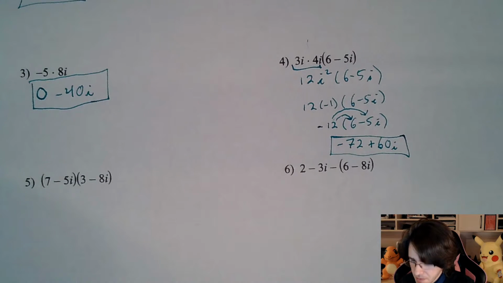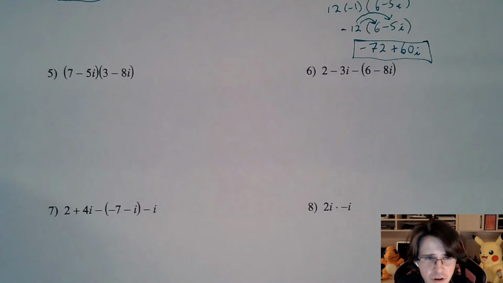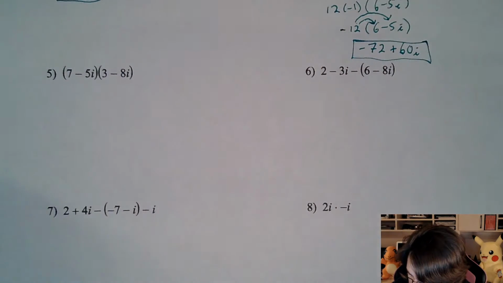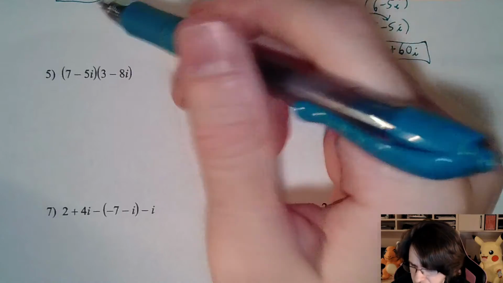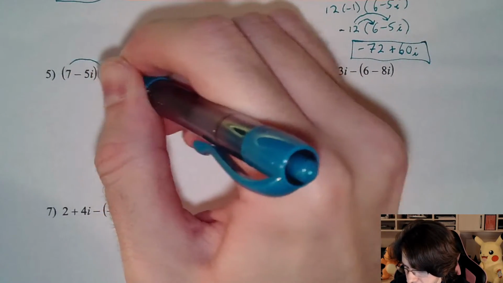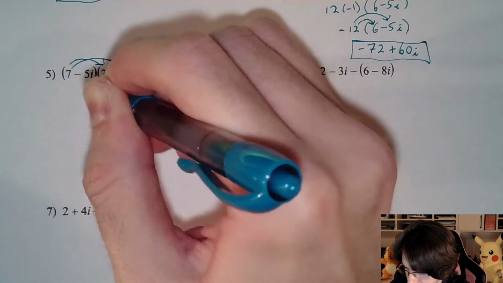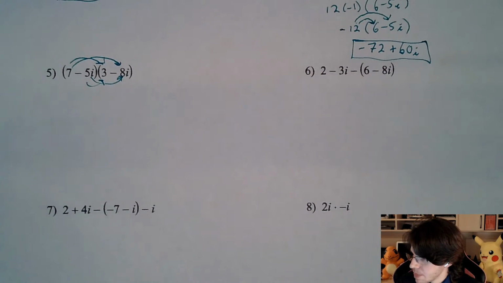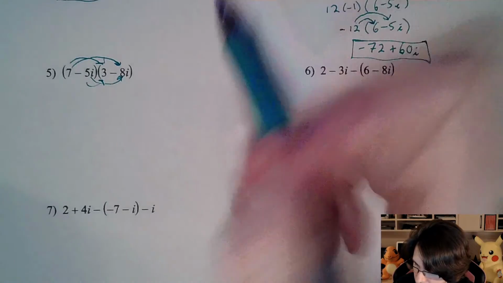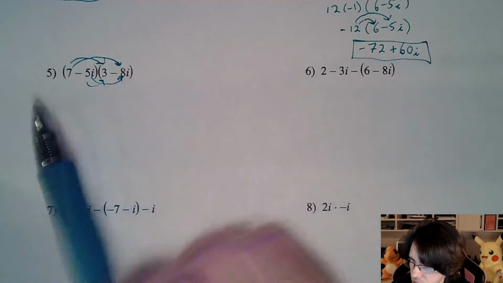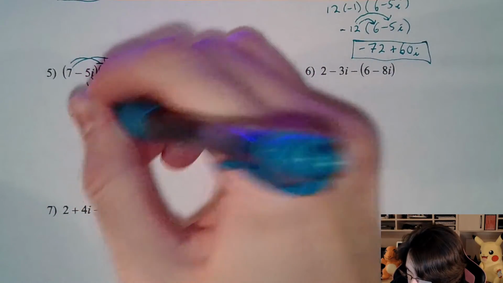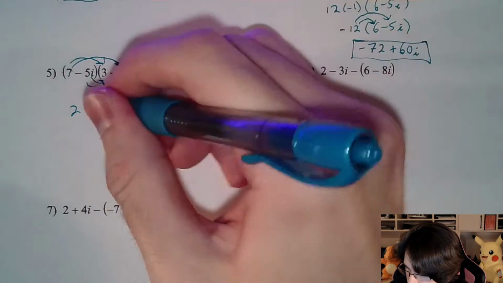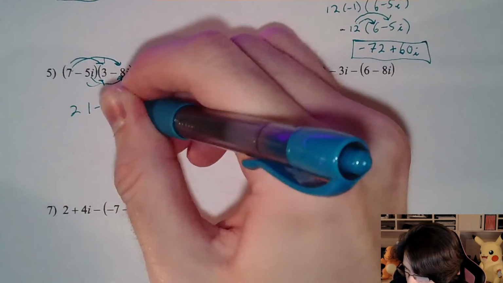Keep the ball rolling. On number 5, we're going back to a review. It's the idea of distributive property. We're distributing our 7 to both, our -5i to both. I'm going to pause the video really quick to get a drink of water. All right, we're back. And here we go. So we're distributing that 7 to both, distributing the -5i to both, and we're going to get 21. 7 times -8i is -56i.